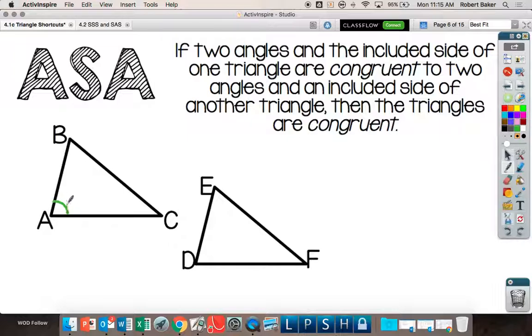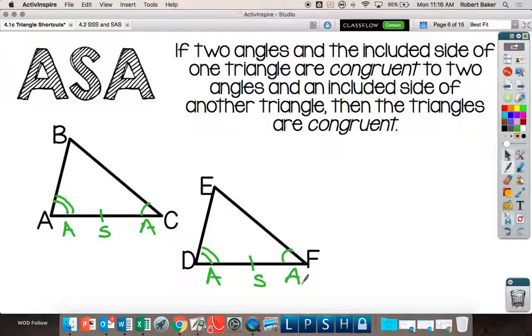I'll pick the easy scenario. If angle A is congruent to angle D and angle C is congruent to angle F, the angle side angle shortcut only happens when the side is between the angles. And when you mark it, angle, side, angle is congruent to angle, side, angle. It reads ASA, and backwards it reads ASA.